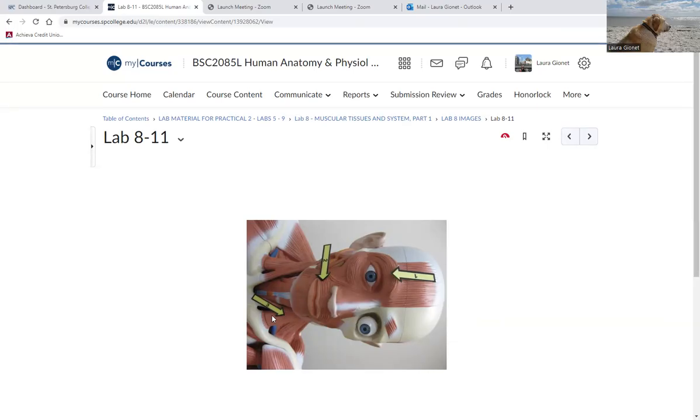Sternocleidomastoid, you need to know because it's easy to see these. The 2 origins, the sternum and the clavicle, and you can see those 2 bones there. Look at where the muscles are starting from and where they're going. So it's beginning here down in the chest, and it's traveling to the mastoid process on the temporal bone. You don't have to know the action. You just have to know the 2 origins and the 1 insertion.